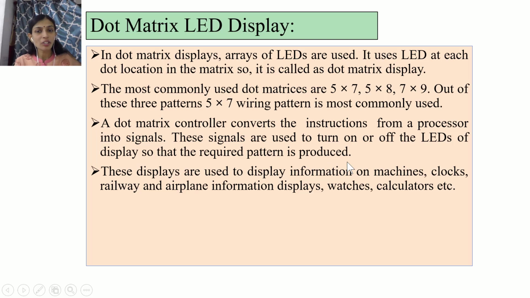In real-time applications, we use dot matrix LED displays very nicely in machines, clocks, railway and airplane information displays, watches and calculators. So the dot matrix LED display is useful in real-time applications in most machines for display purposes.